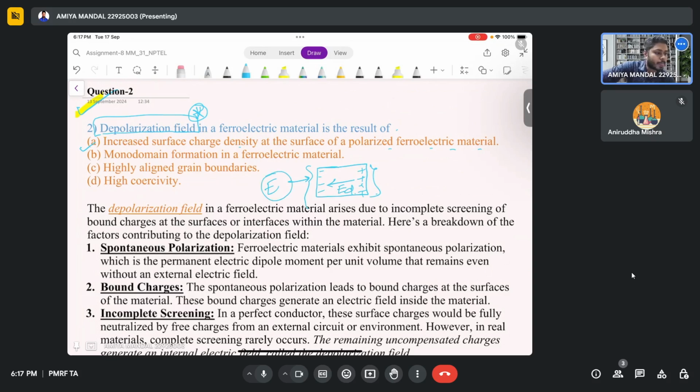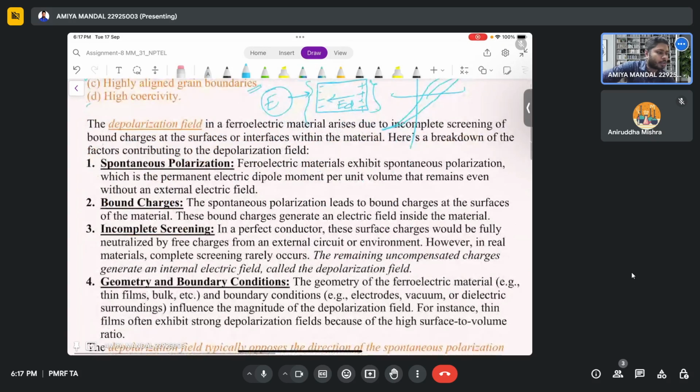So when does it occur? This is the increased surface charge density. This is also true, and the monodomain formation, which we have seen in the P-E loop formation in this area, monodomain was formed. Third option is highly aligned grain boundaries and high coercivity. No, that's not true. We just try to find out what the depolarization field is.